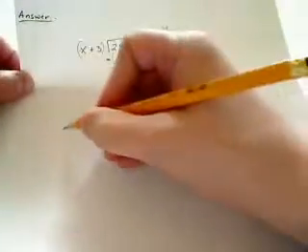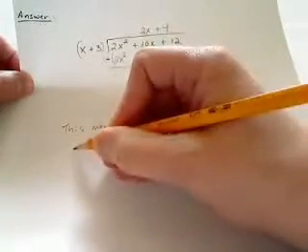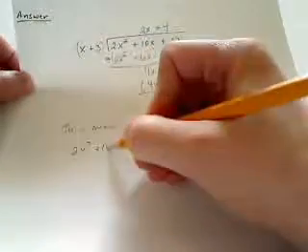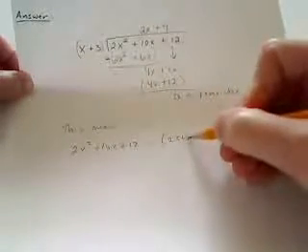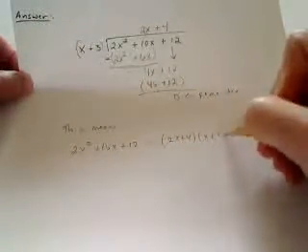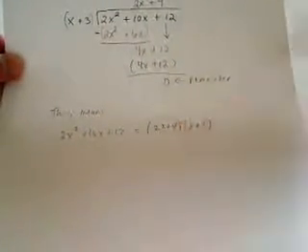So what this means is that the factors of 2x squared plus 10x plus 12 are 2x plus 4 times x plus 3. You can always check your work to make sure that you're right by using the distributive property.